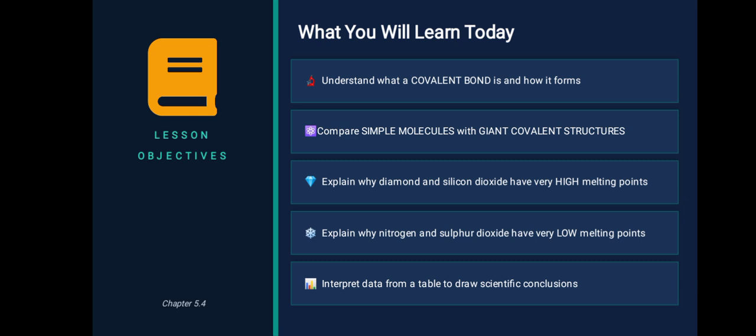Third, you will explain why diamond and silicon dioxide have very high melting points. Fourth, you will also explain why nitrogen and sulfur dioxide have very low melting points. Fifth, you will practice reading data from a table and then you will be able to draw scientific conclusions just like a real scientist.